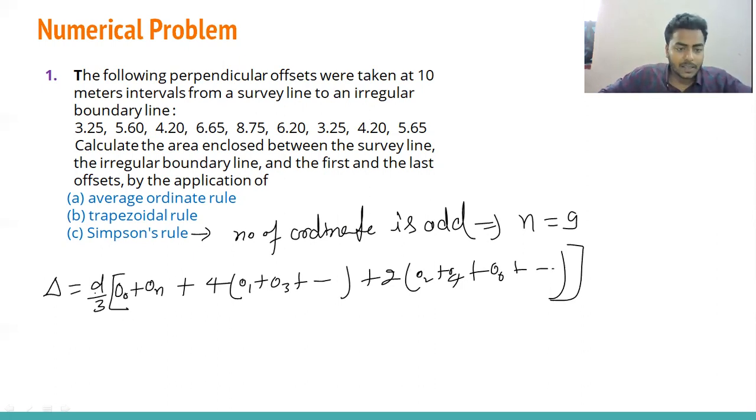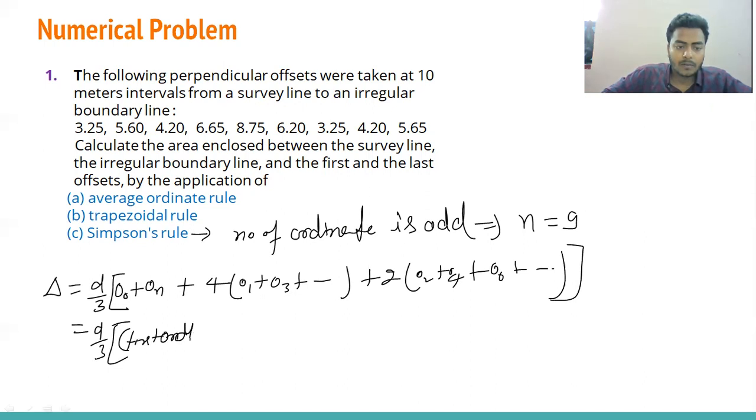So you have to choose this as the first ordinate. Don't confuse it with this. In some books you will find the first one is O1. In many books you can remember this formula: d by 3 into first ordinate plus last ordinate, plus 4 into the sum of odd number ordinates, plus 2 into the sum of even number ordinates. So you can remember it like this also.